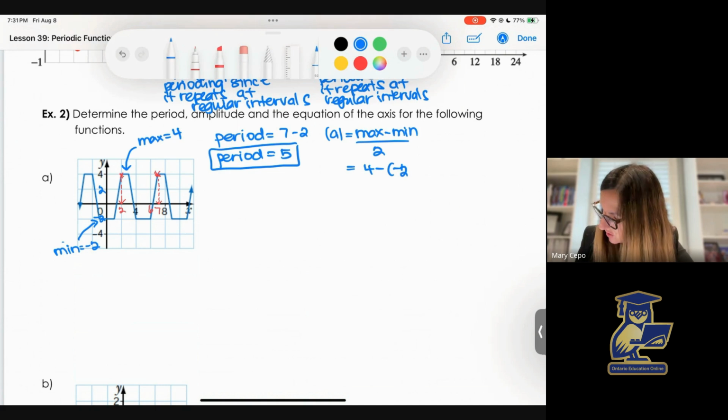So we have minus -2, divide that by 2. 4 plus 2, which is 6. 6 divided by 2, which is 3. So the amplitude is 3. The equation of axes, so this was the amplitude. Equation of axes.